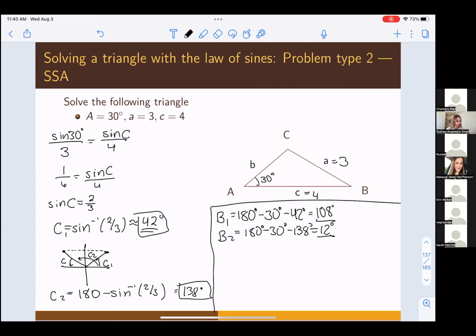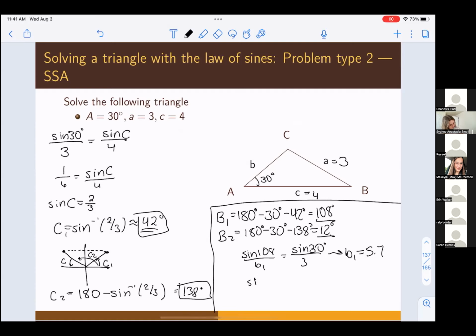And how will we do that? Well, we know angles B1 and B2, and we have an opposing pair of known side length and angle. Let's use the law of sines. So the sine of 108 over B1 is equal to, let's use our angle A, side A pair, the sine of 30 over 3. I'd go through the algebra again, but we're running a little short on time, so just do the algebra like you normally would. We get that B1 is equal to 5.7.